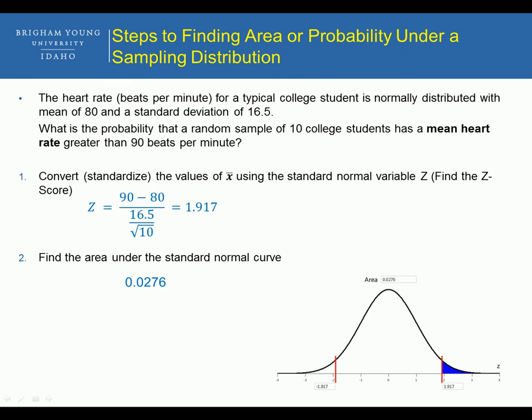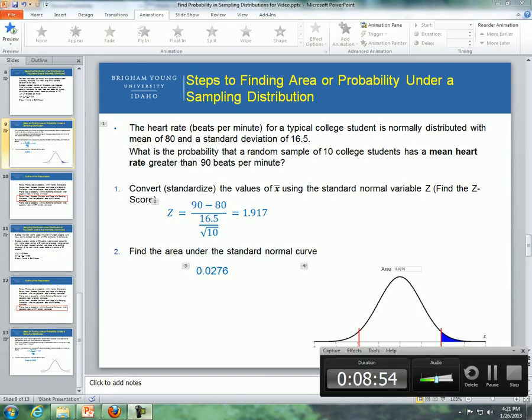So here you would shade to the right. And so what does that mean overall for this problem? This means that the probability that a random sample of 10 college students has a mean heart rate greater than 90 beats per minute is just under 3%, or 0.0276. Okay, so now what I'm going to do is stop the recording, and I'm going to have part 2 of the recording, and we'll wrap up this lesson 7.